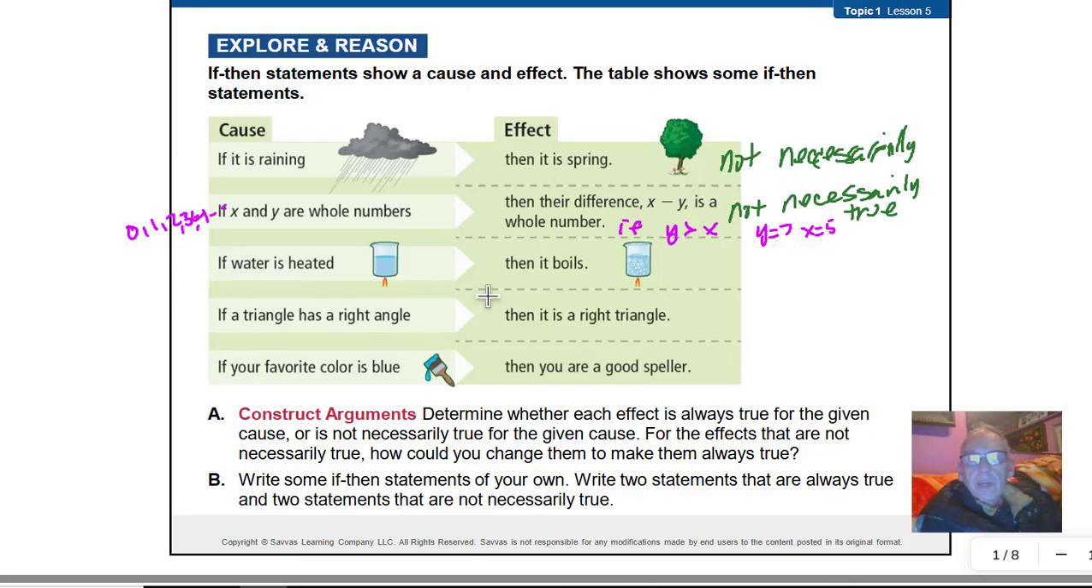Third one, if water is heated, then it boils. Now this kind of makes sense, but if water is heated for some amount of time, then it boils. So this is also not necessarily true.